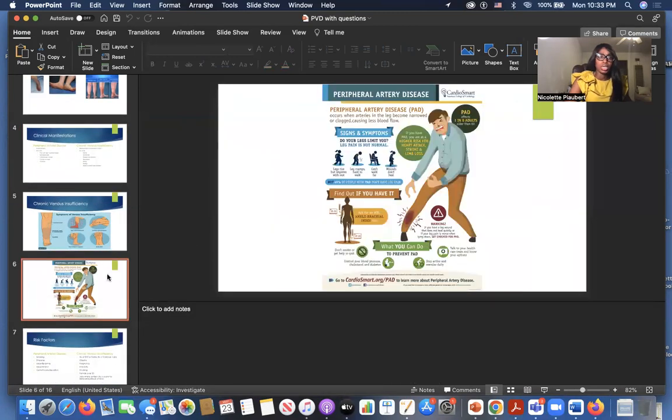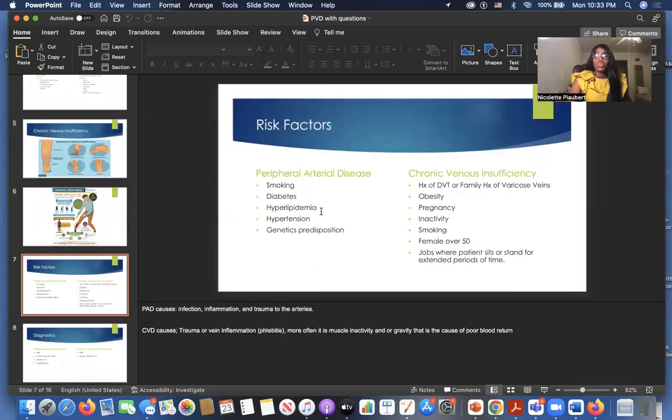Here's the intermittent claudication that you can read. Risk factors: we're looking at smoking, diabetes, hyperlipidemia. They're all very similar, right? And as long as you know that, you'll be able to remember them all. For arterial disease, we have these issues. For venous insufficiency, we're looking at these, especially smoking, and it happens to females over the age of 50.